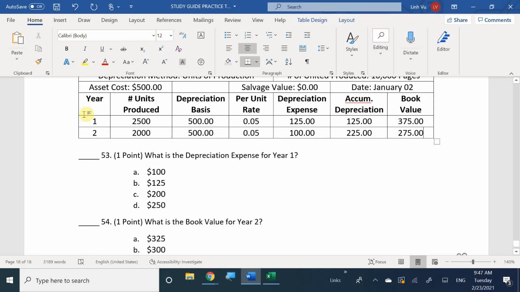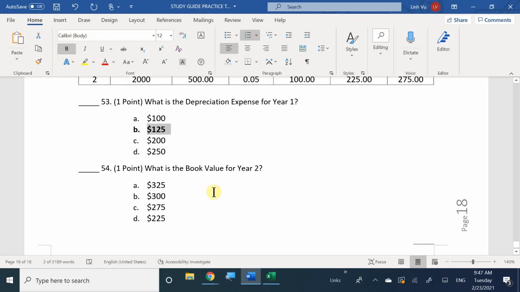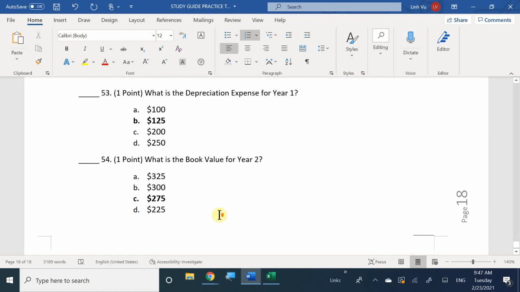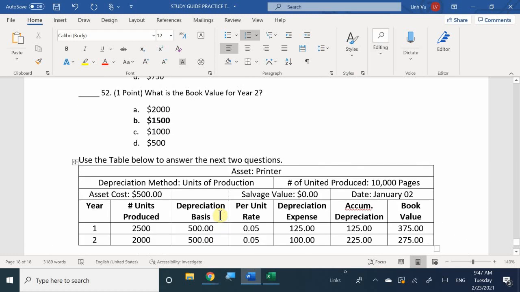So question number 53 says, what is the depreciation expense for year one? B, 125. Okay. And then what is the book value for year two? 275. Okay. So I will ask you exactly just like this. I will ask you particular questions asking what is the depreciation expense for year one, year two? And then I'm going to ask you what is the book value for year one or year two? So just exactly like this, okay? So that you're expected to know on the exam.